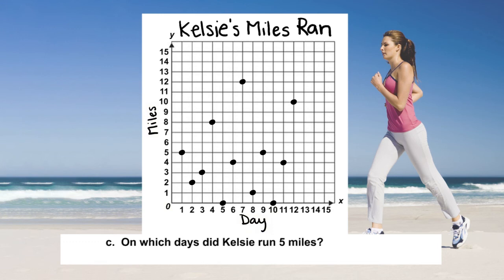On which days did Kelsey run 5 miles? This can be found by looking at the 5th horizontal line on the y-axis. This line represents 5 miles ran. There are 2 points along this line. The first coordinate is on the first line of the x-axis, and the second coordinate is on the 9th line of the x-axis. This means she ran 5 miles on day 1 and day 9.